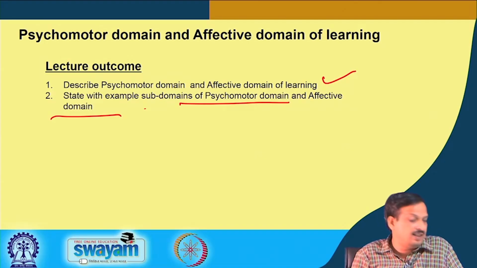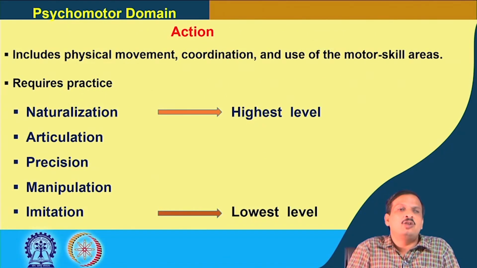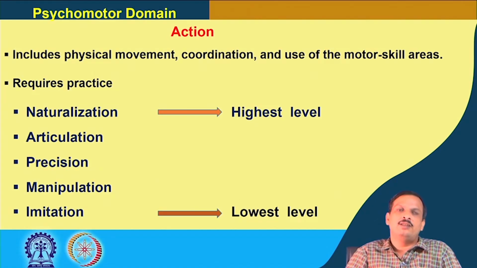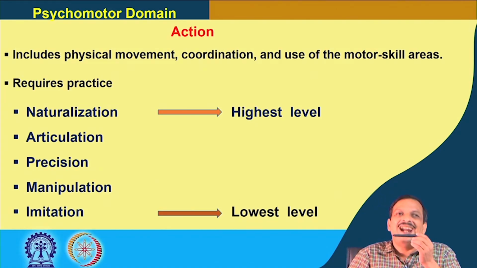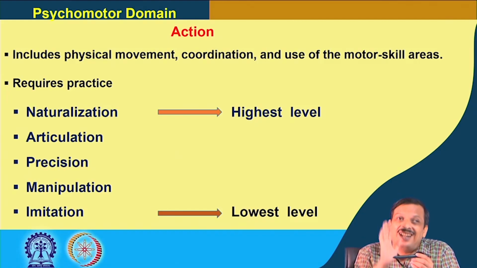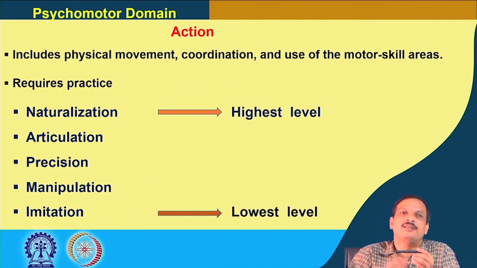So, let us start with the lecture. Psychomotor domains of learning. The psychomotor domain means it involves action. The cognitive domain involves thinking, but this one is skill. The cognitive domain does not mean that only remembering is cognitive. It is thinking skill. The psychomotor domain is action skill.